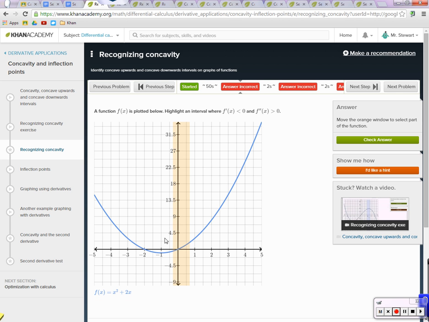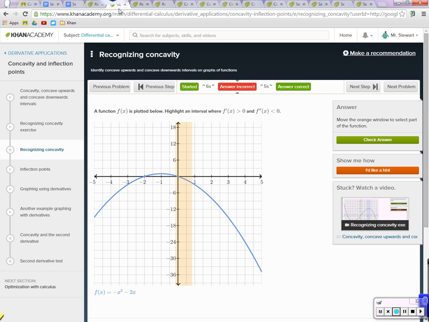I don't know why I can't grab this. This was somebody's actual work. Oh, you can see, that was incorrect and incorrect. Oh, now we got it correct. Okay, that was somebody's actual work. I thought I could just grab that thing, but apparently I cannot. That's all right. Okay.